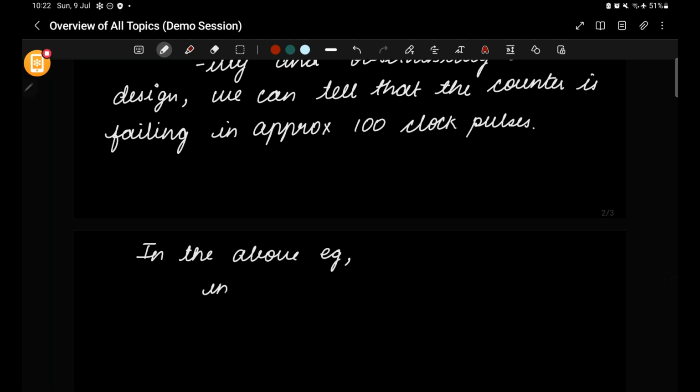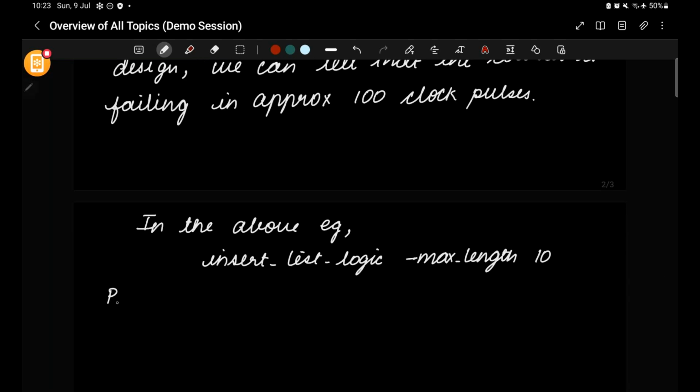if we give like this, insert test logic, hyphen max length 10, which means in one scan chain we can have 10 flops. Okay, in one scan chain we can actually have 10 flops in it. So how many clock pulses are required? For pattern 1 loading, you will require 10 clock pulses. So the number of clock pulses required during shift will be equal to the number of flops in that particular scan chain. So in one scan chain we are having 10 flops.